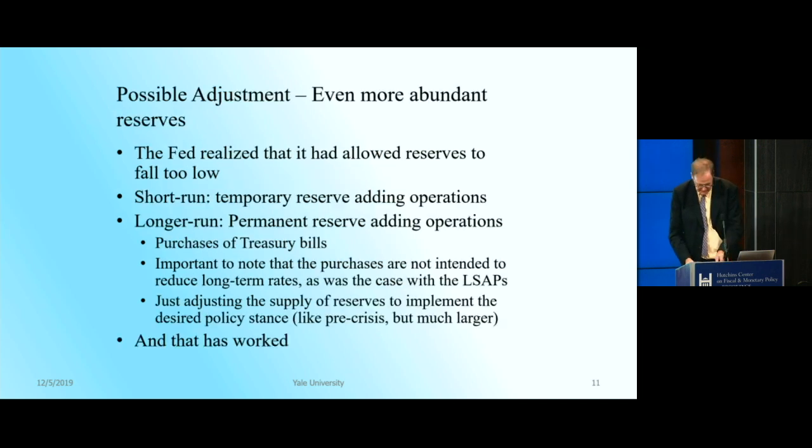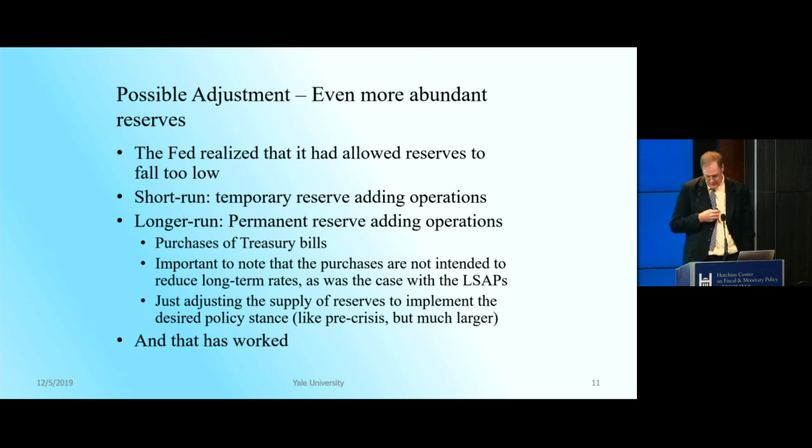So the Fed realized that it allowed reserves to fall to too low a level. So the immediate response was short-run temporary reserves adding operations. The desk got to work. They added reserves, and that stabilized rates and got the situation into a manageable place. And then after some discussion, in the longer run, the committee decided they'd do permanent reserve adding operations.